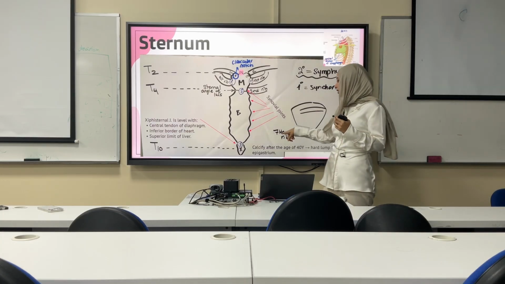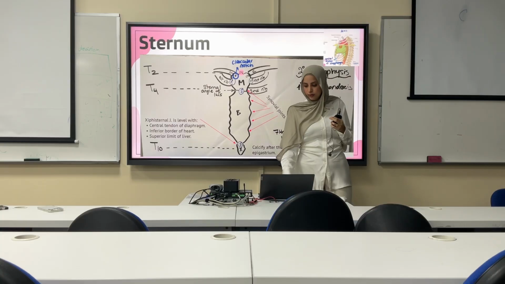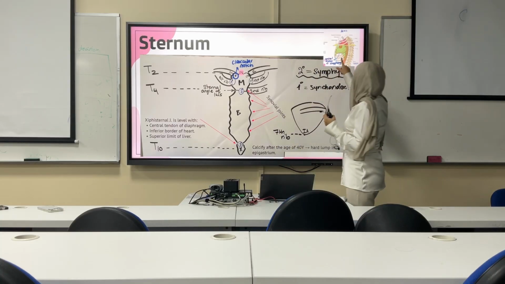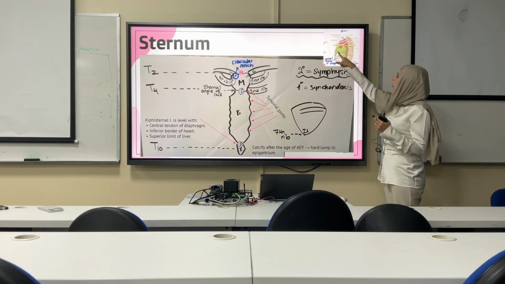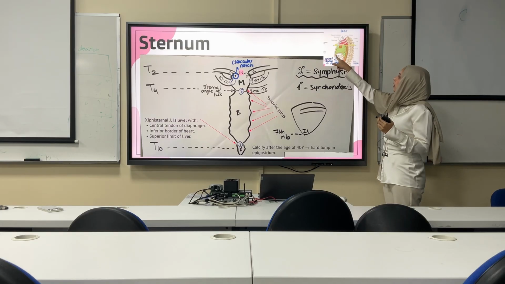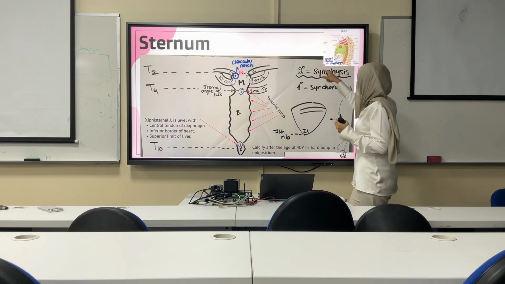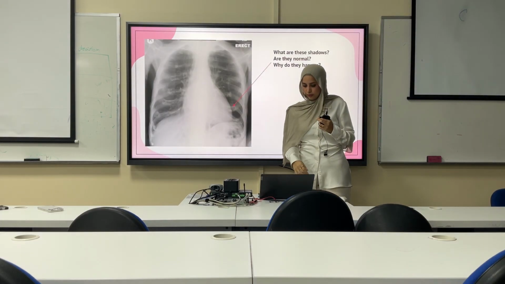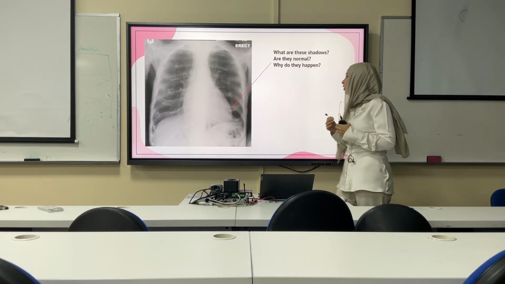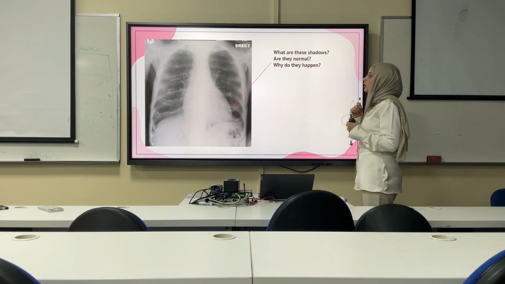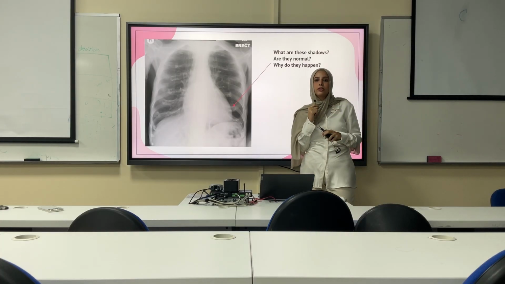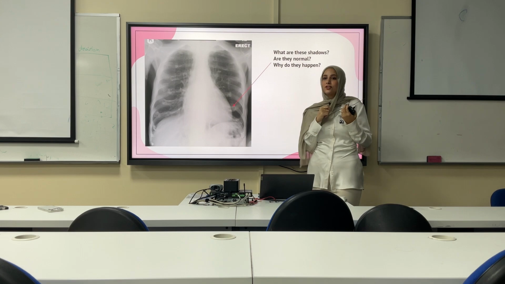Also the inferior angle of the scapula lies where the seventh rib is. You can see here the diaphragm, then there's the heart, and then there's the articulation between the xiphoid process and the body of the sternum. Now, this is not really high yield, but I wanted to see how much you understand the lecture.